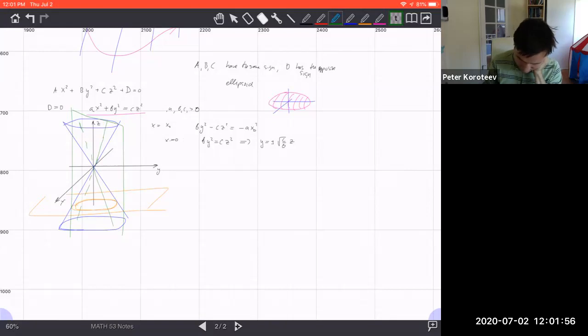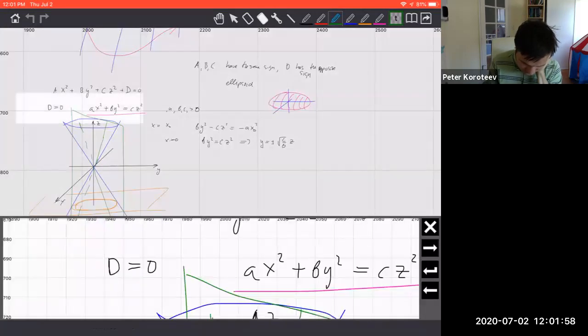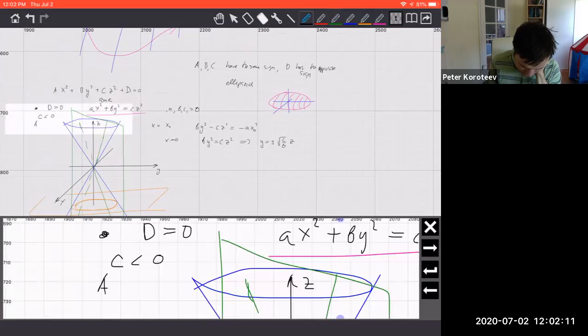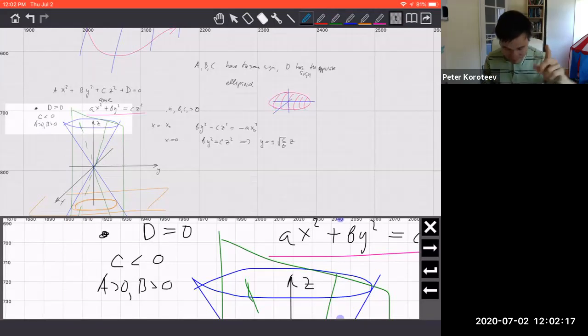Okay, good. So if d equals 0, this is a cone. D equals 0, and then one of the coefficients, say c, is less than 0, and the others are bigger than 0. Of course, you can switch it, right? It doesn't really matter. What matters is that only one of the coefficients. So if d equals 0, it doesn't matter how many minuses you have, 1 or 2, right? Because there are 3 overall.